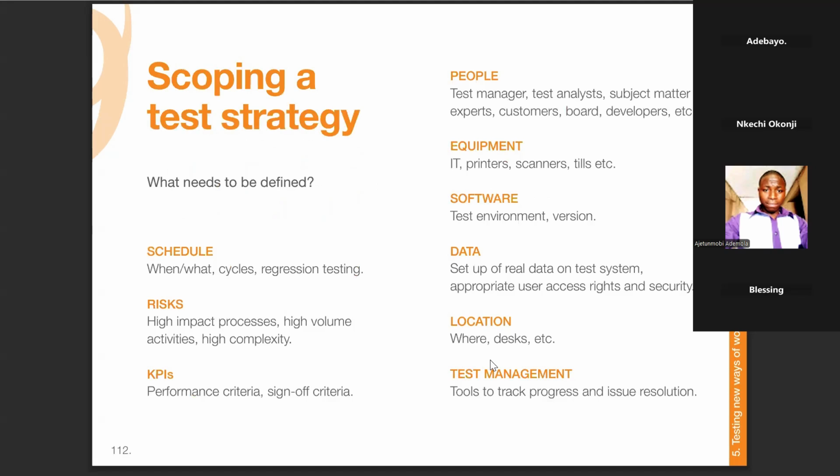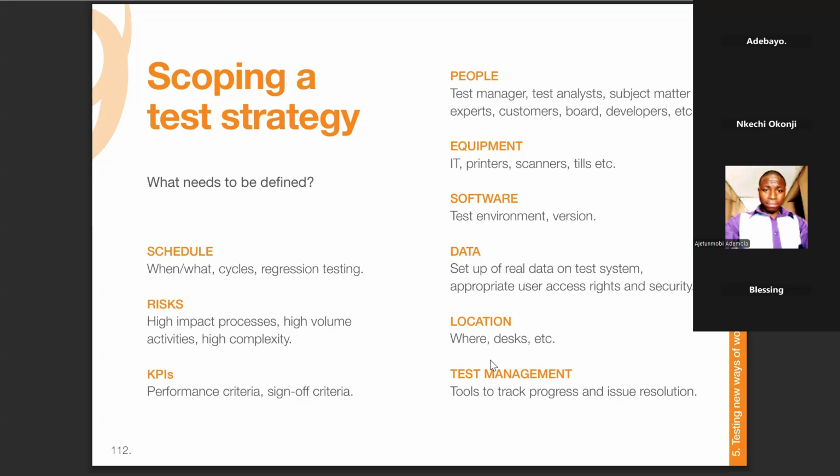So most of the things on this slide, I've mentioned earlier, right? You have to define the schedule for when you want to carry out the testing, the number of cycles, how many times your regression testing runs, the risks of some of those activities, the KPI, meaning the expected result and the performance criteria, the people that will be involved, and the equipment that needs to be used, if you are going to come on site to print or whatever. You have to ensure everything is in place.